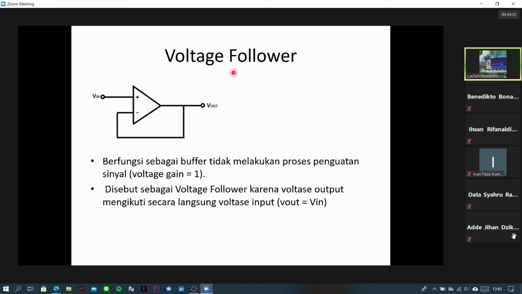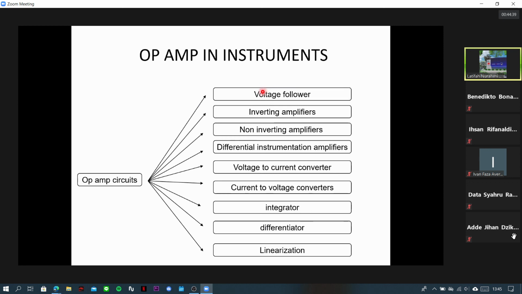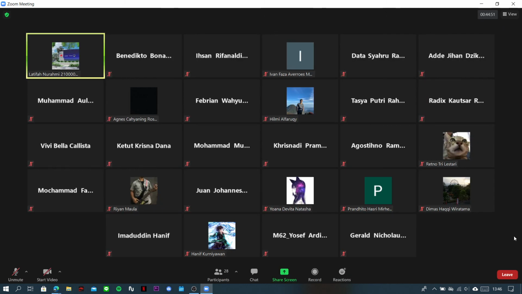See you on Monday. We'll discuss these last three, voltage follower, inverting amplifier, and non-inverting amplifier, in more detail on Monday. If I can find some exercises about operational amplifier, I will share them with you and discuss them together in the class.